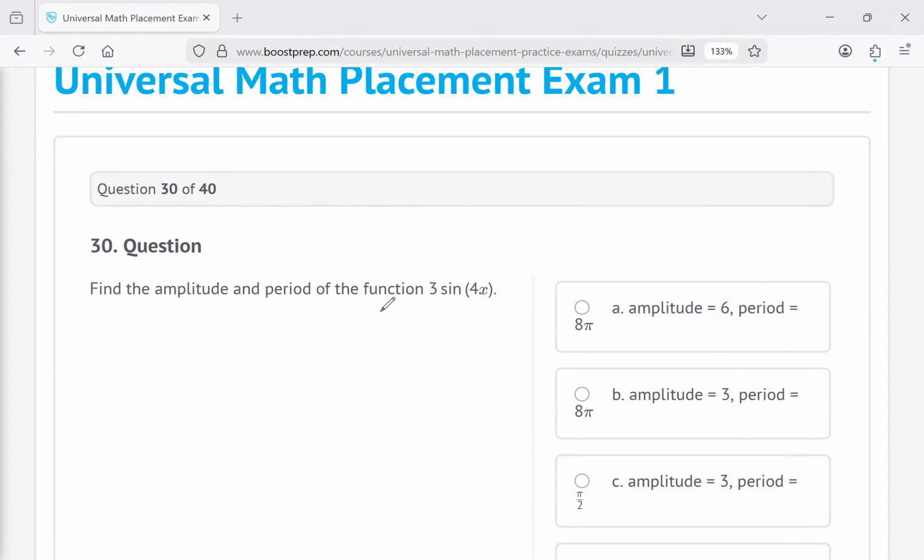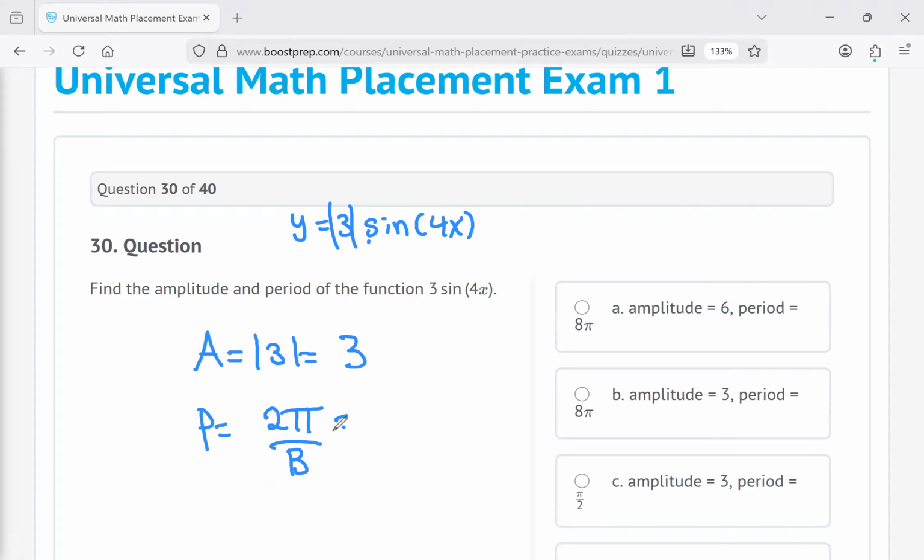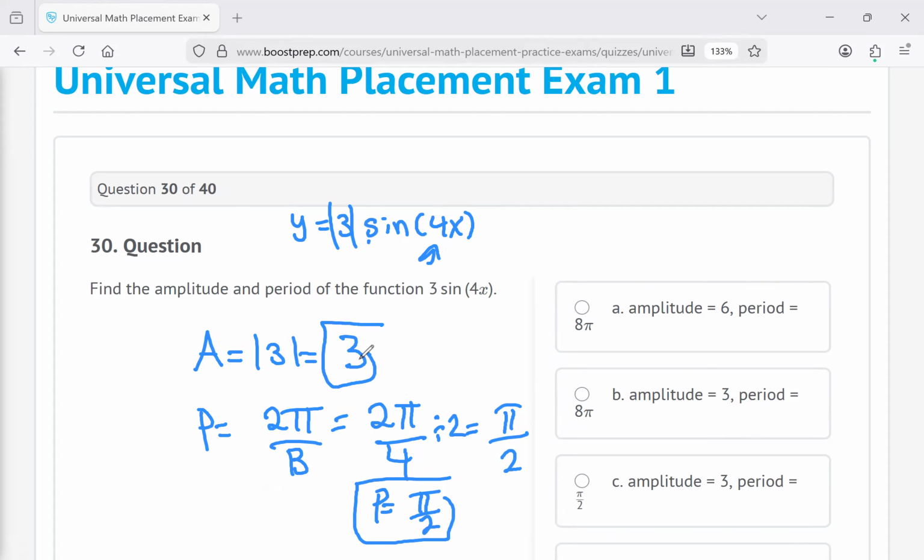Find the amplitude and the period of this graph. So we have this sine graph, 3 sine 4x. The amplitude is the absolute value of A, which is right next to the sine or cosine. So my amplitude is 3 because the absolute value is 3. Now the period for a sine or cosine is 2 pi over b, and my b is always the number in front of x. So my b is 4. And then 2 pi over 4 can be reduced by 2, so that would be pi over 2. So my period is pi over 2, and my amplitude is 3.